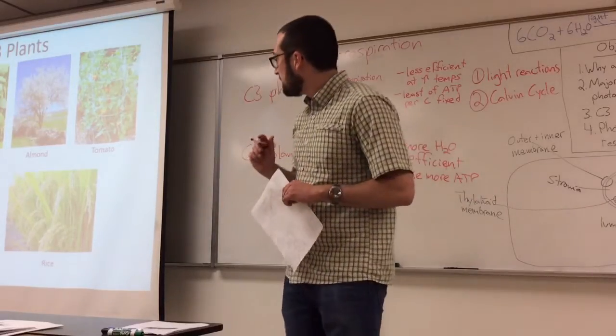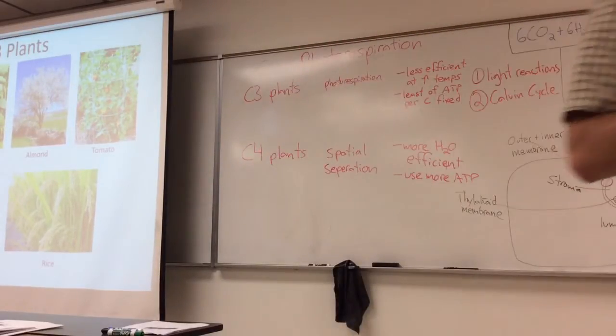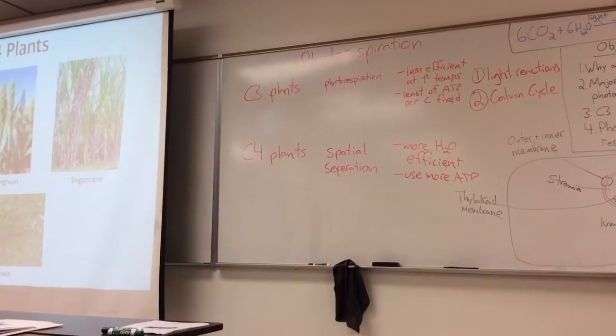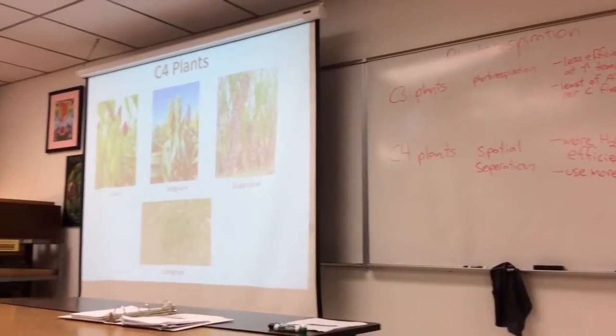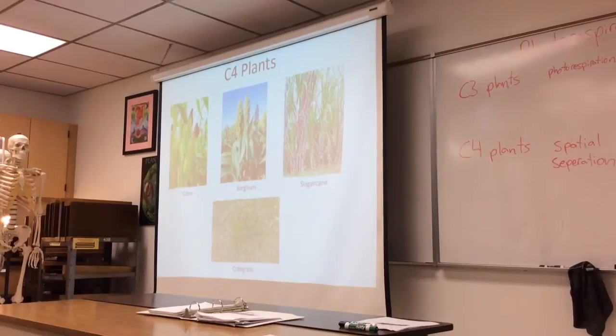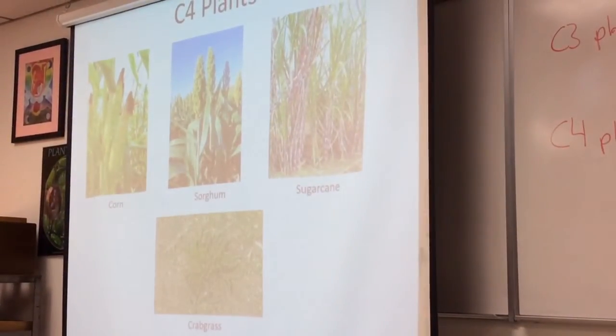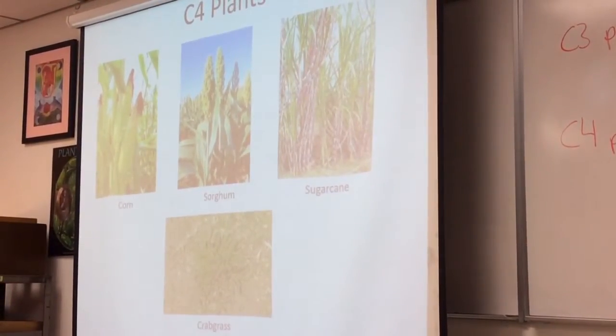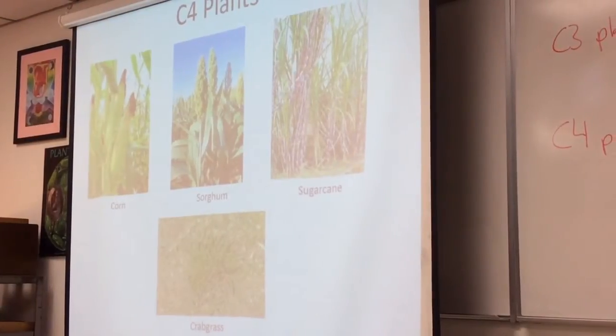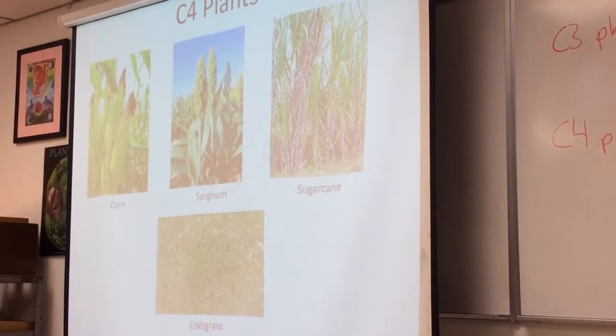Let's see, I've got some pictures here of some C4 plants. Some of the better known ones are some of our grain crops. For example, corn, sorghum, and sugarcane are all C4 plants. I think the picture on the bottom here, let me dim the lights down, which shows crabgrass.